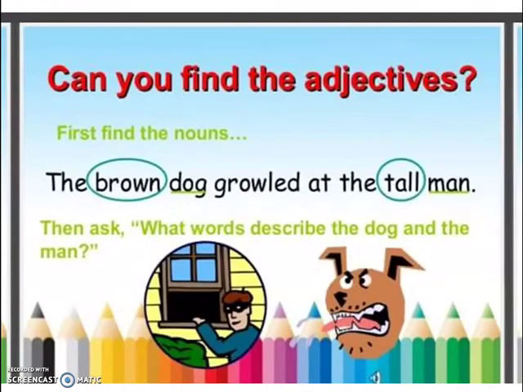This is another example. First, you have to ask yourself, where are the nouns? The nouns are the dog and the man. Once you find them, the nouns, ask, what words describe the dog and the man? The dog is brown and the man is tall.